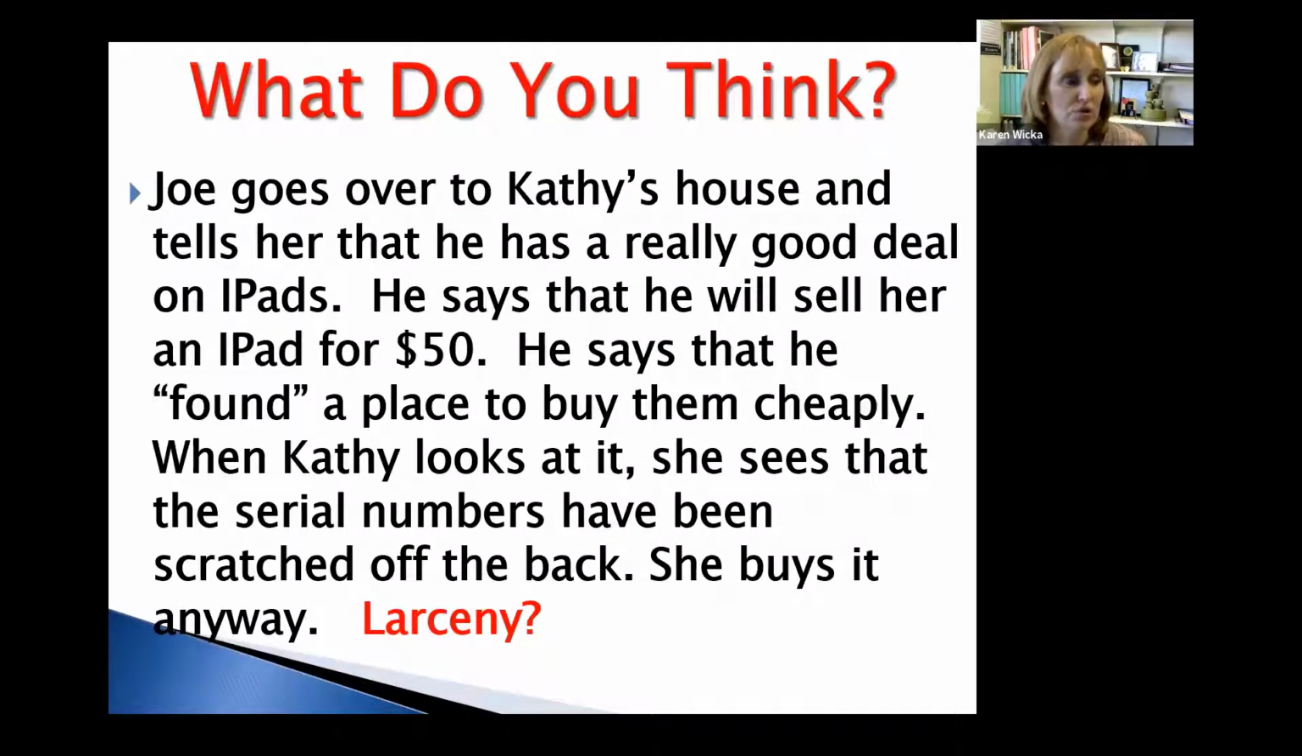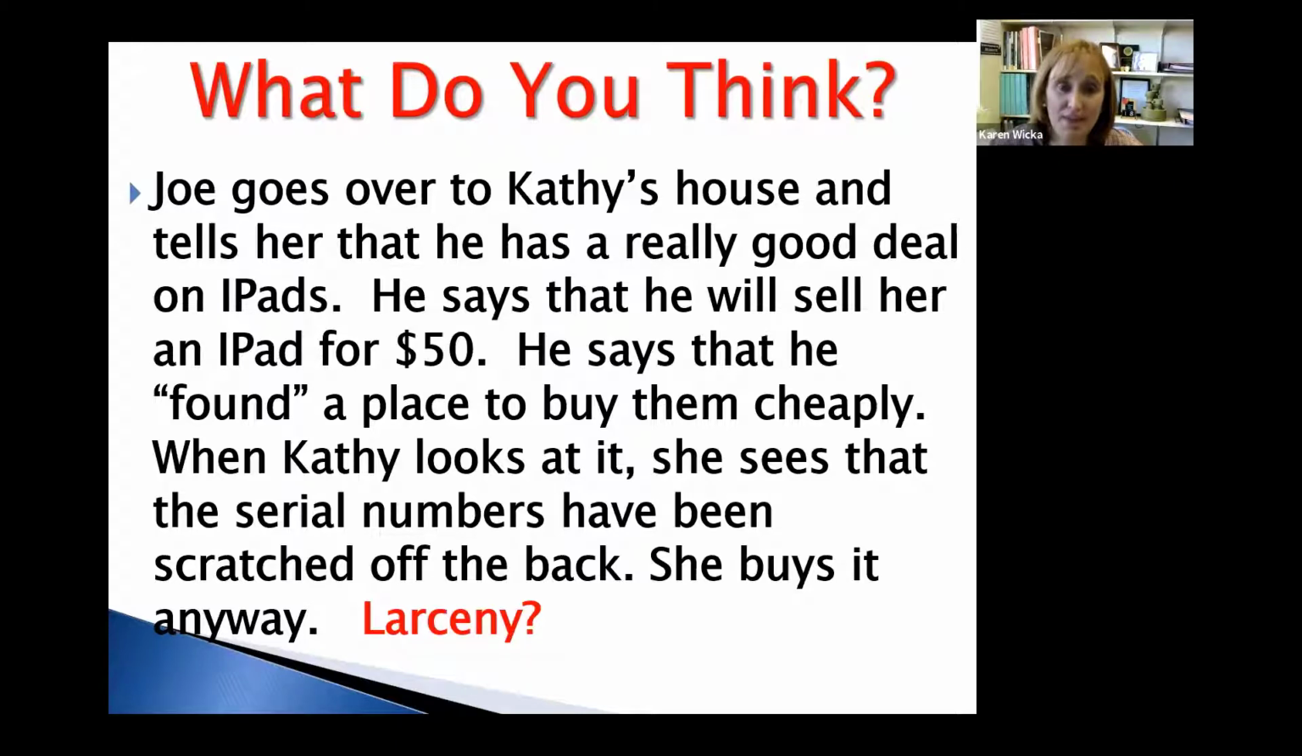Okay, so Joe goes over to Kathy's house and tells her that he has a really good deal on iPads. He says that he will sell her an iPad for $50. He says that he found a place to buy them cheaply. When Kathy looks at it, she sees that the serial numbers have been scratched off the back. She buys it anyway. So again, larceny, taking, carrying away property of another, permanently deprive. Well, she thinks she's buying it, so she doesn't think she's permanently depriving anybody of it because she thinks she's lawfully getting it. But the question is, is she?